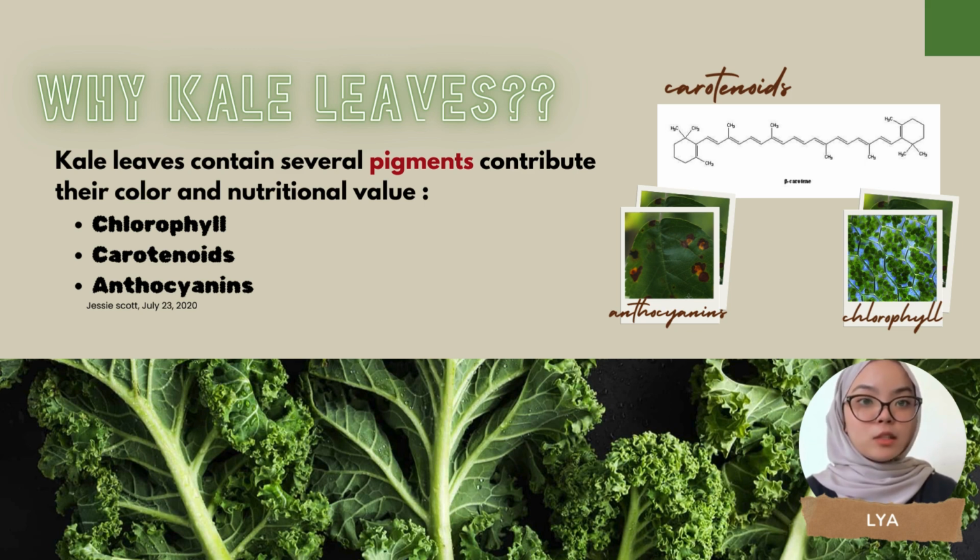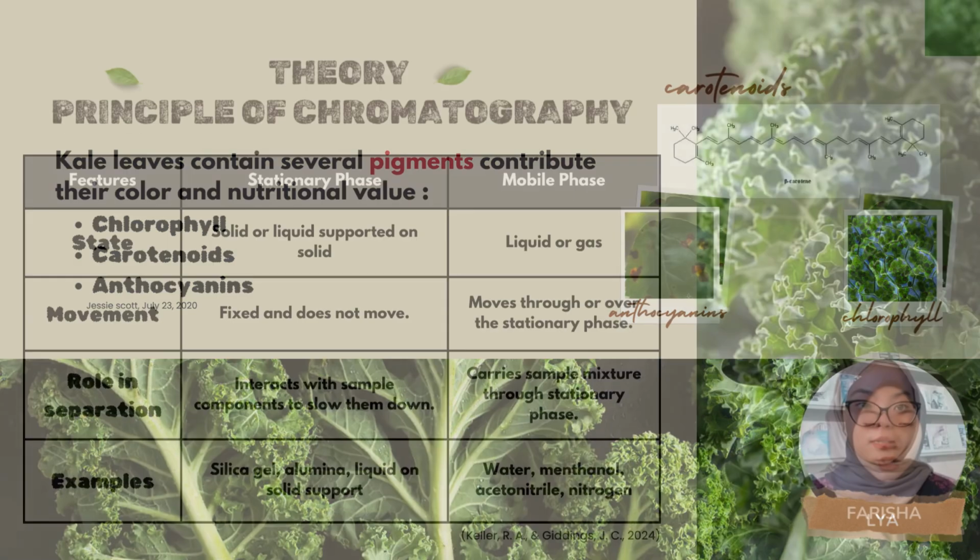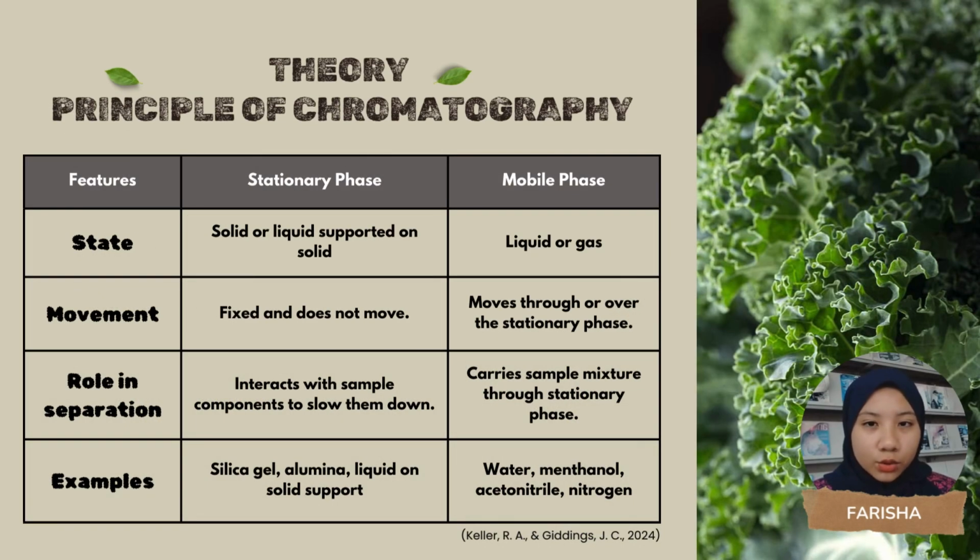Next, anthocyanin. We can describe it as in red or purple kale, contributing red, purple or blue colors. This pigment also has antioxidant properties. Chromatography is divided into two phases.